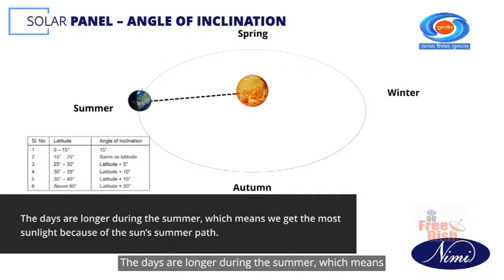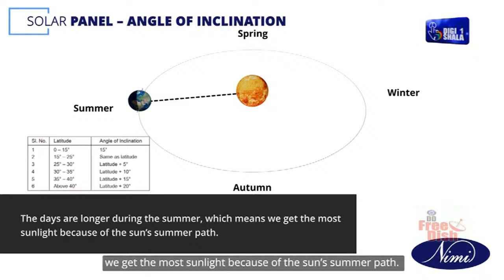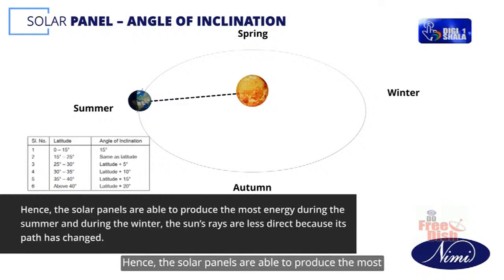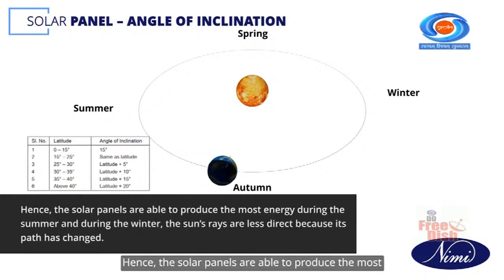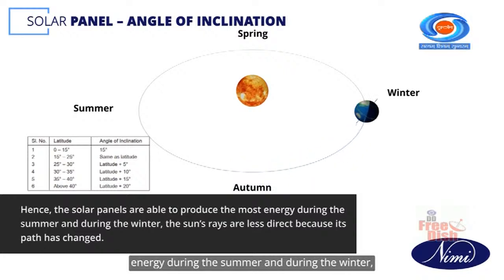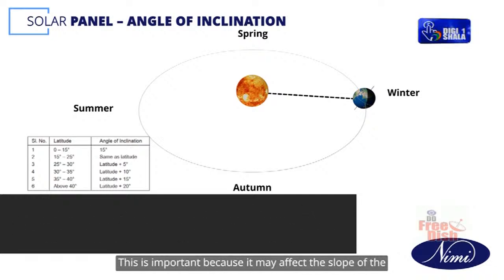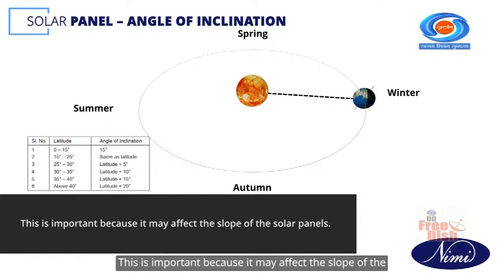The days are longer during the summer, which means we get the most sunlight because of the sun's summer path. Hence, the solar panels are able to produce the most energy during the summer, and during the winter, the sun's rays are less direct because its path has changed. This is important because it may affect the slope of the solar panels.